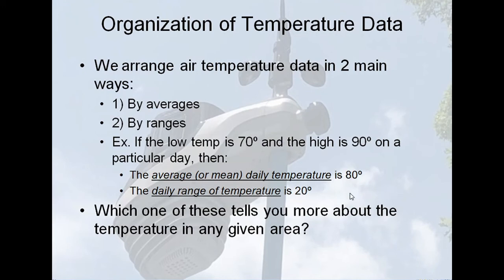Also, the daily range. You look at temperatures in Ohio, we have a 10-degree, 20-degree daily range between minimum and maximum temperatures, versus in the desert in the southwest, where your ranges could be up to a 50-degree difference. So that can tell you more about temperature in any given area. So I would say both.